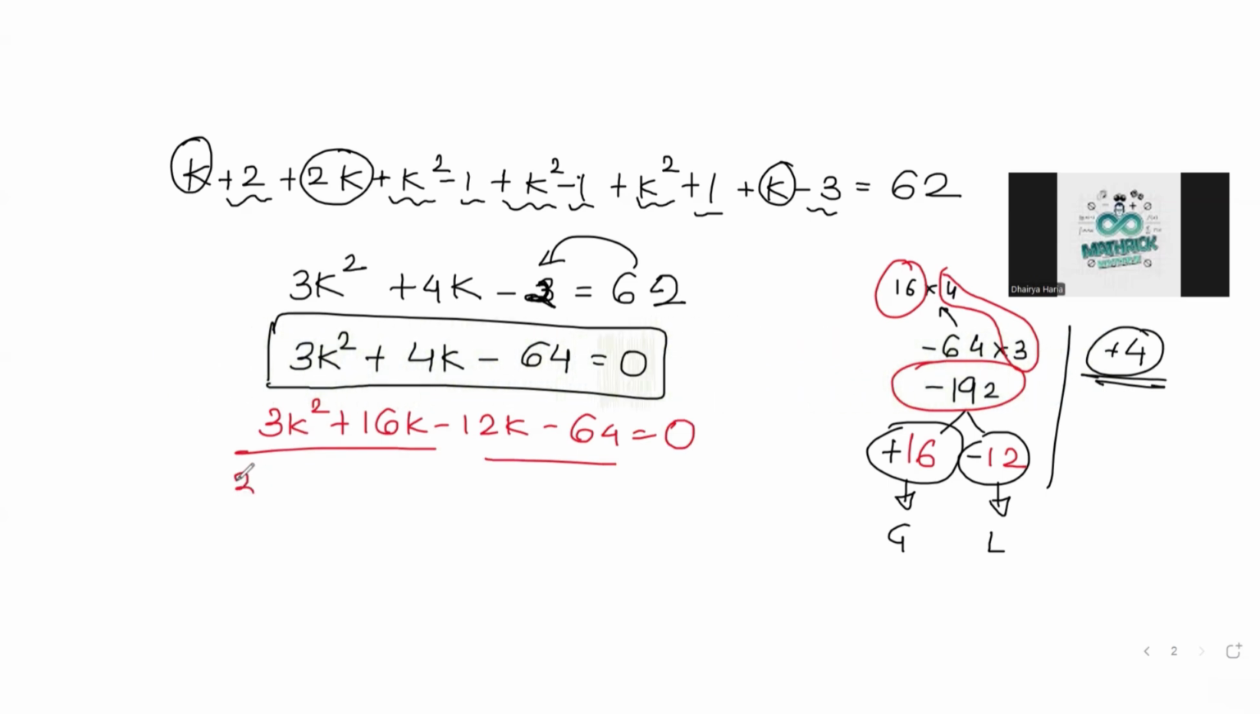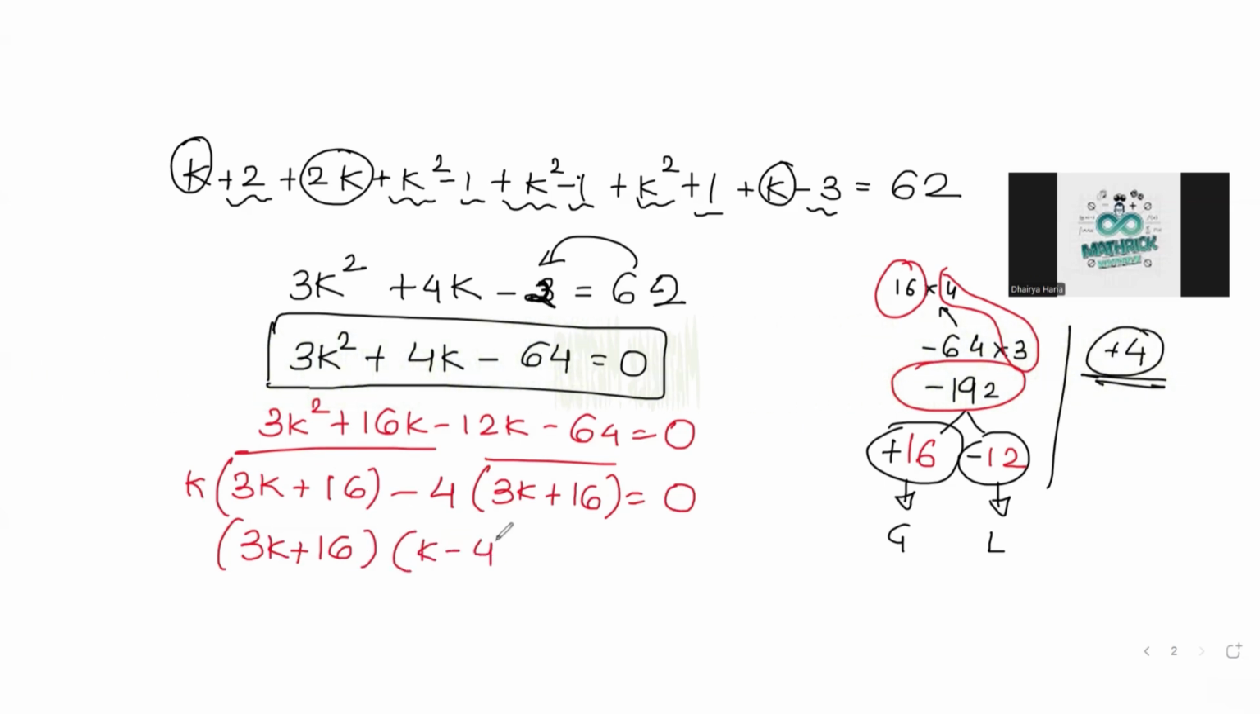From the first two terms, I can take out only k common, not 3 common, so I will be left with 3k plus 16. From the other two, I can take out 4 common, so 3k plus 16 again. That leaves me with 3k plus 16 and k minus 4 equals 0.